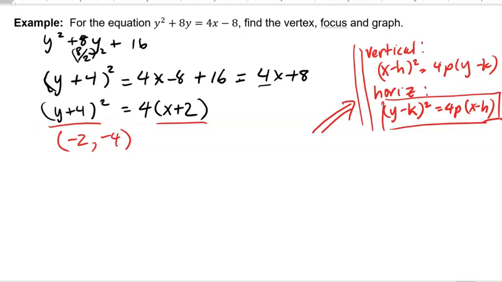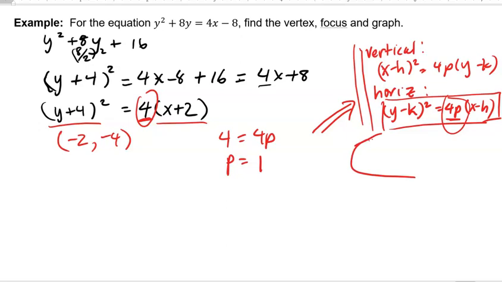Next, I want to look at this value, which is the coefficient, and that coefficient is equal to 4p. So I'm going to create a new equation. 4 from this equation is equal to 4p. And therefore, p is equal to a positive 1. And that tells me some important information. Because p is positive, I know that it's going to be facing to the right, as this is a horizontal parabola. So let's draw that.